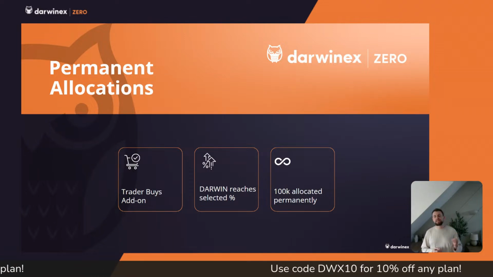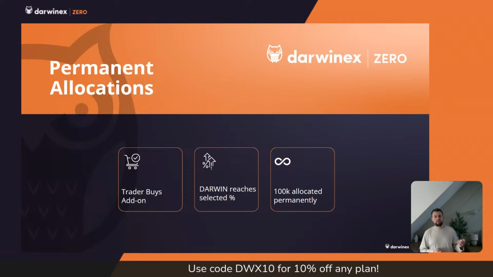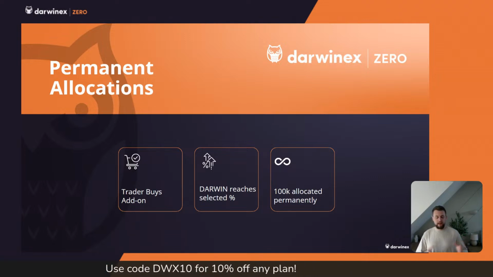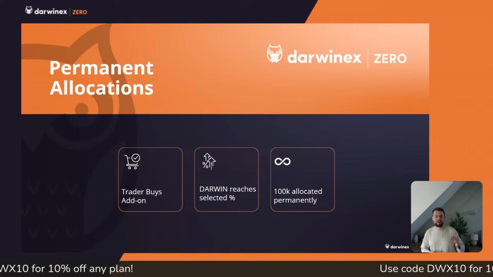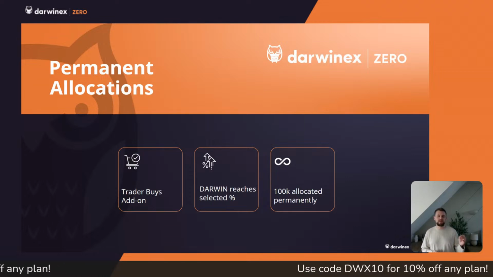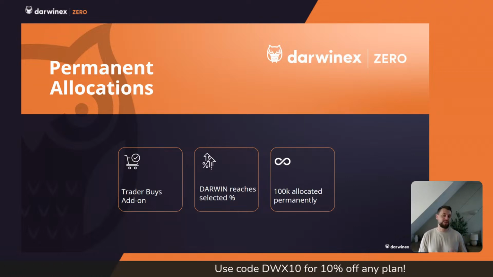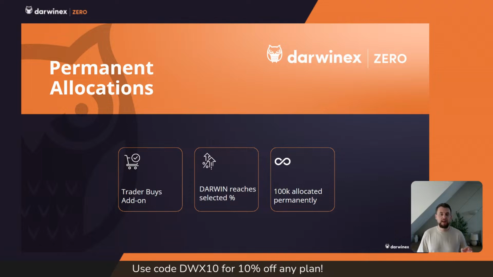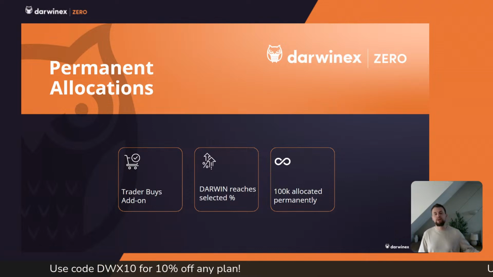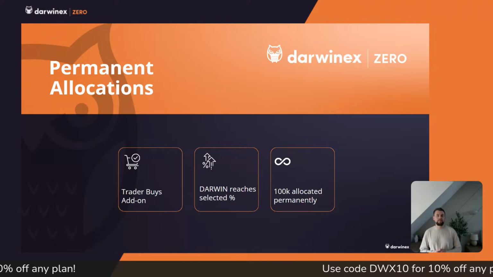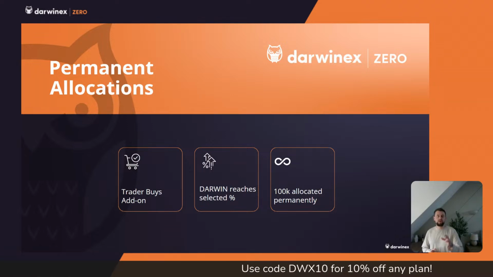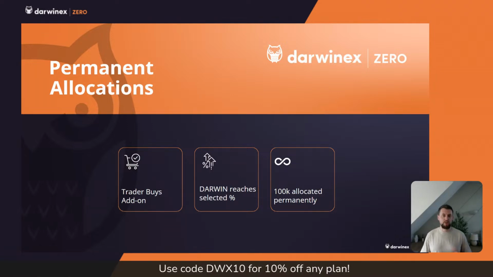Now, the reason this is really important to make the most of your Darwin is because if you're unaware of this, I don't know how you could be unless you're living under a rock, we released permanent allocations, which is a €100,000 allocation that sits on your account permanently. It will never be removed, even if you go into drawdown or however long you take, there's no time limits. There's nothing that you can do that will make us swipe your allocation away from you.